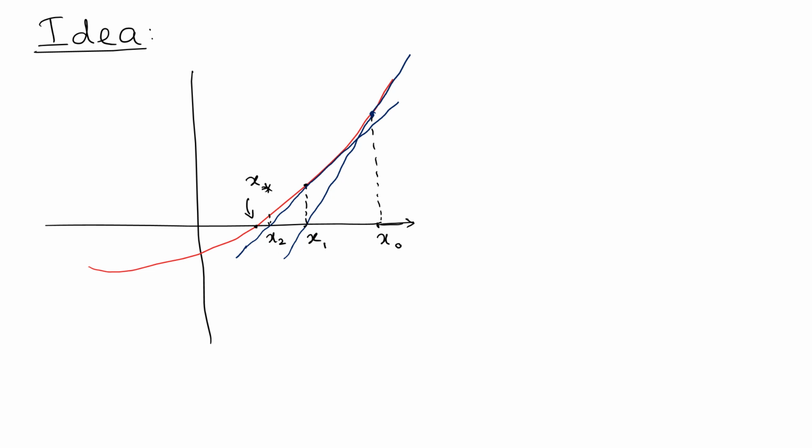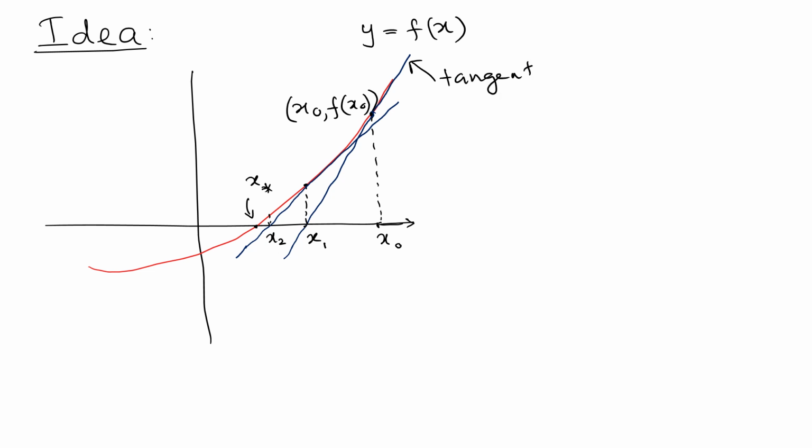So how can we do it? Let's call this function y equals f(x). So this point here is (x naught, f(x naught)). That's the point. So what we're going to do is find the first tangent line. We're going to find the equation of this one.